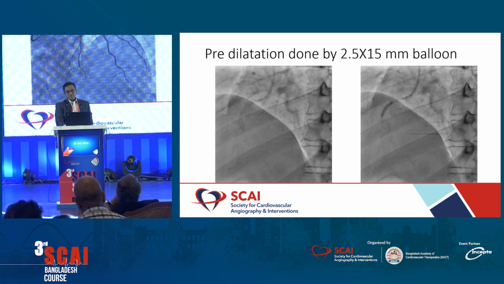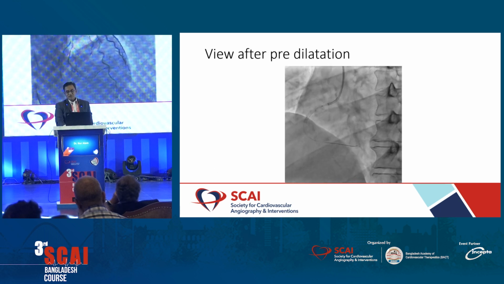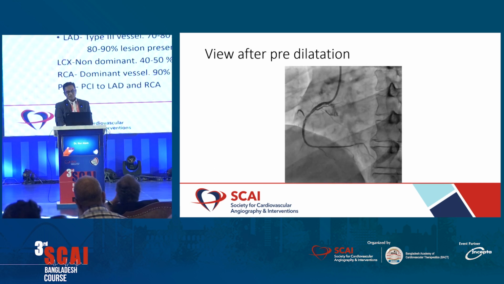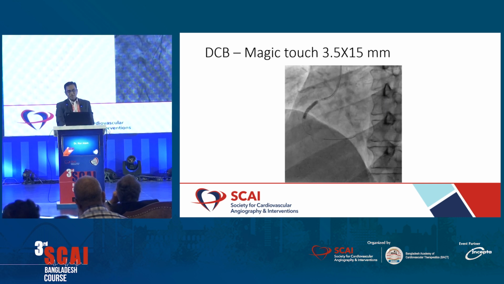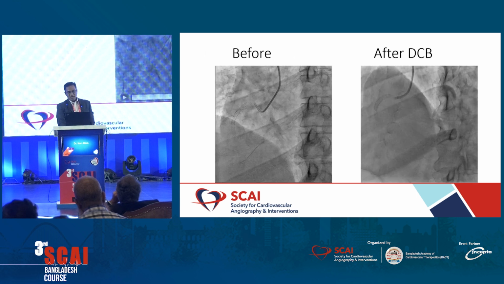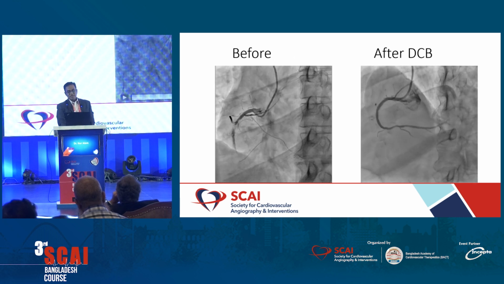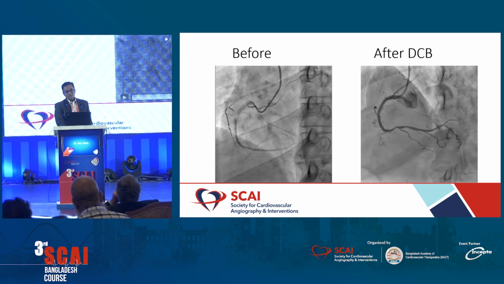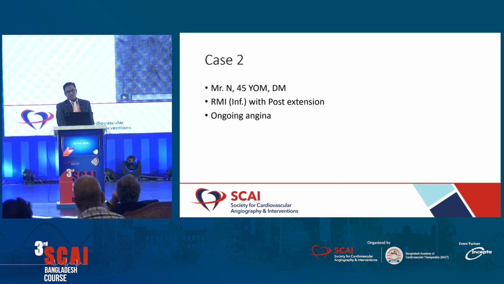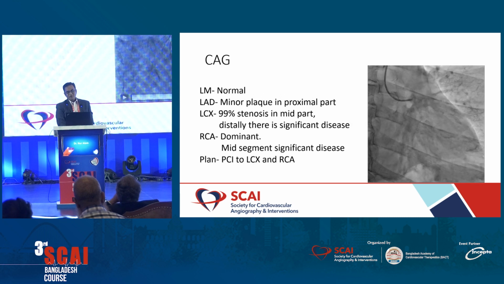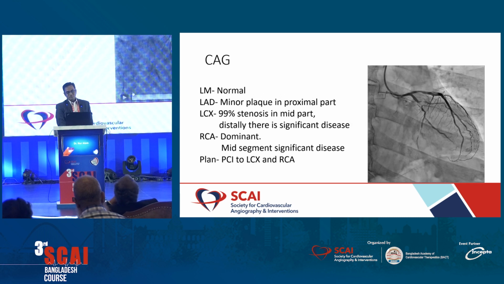We can also appreciate there is a proximal LAD lesion and also there is a distal LAD lesion. So we decided to PCI to LAD. So there are two lesions here, proximal LAD lesion and a distal LAD lesion. So what should be done? Should we put a long stent from proximal LAD to mid and distal LAD, or put two stents, one proximally and another distally, or anything else? So let us see what we have done.